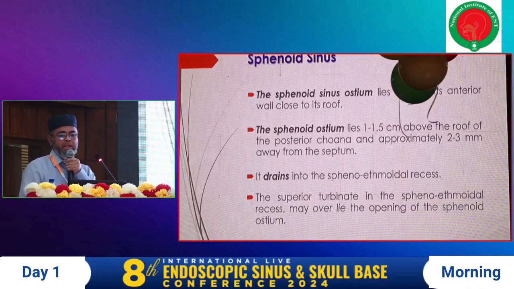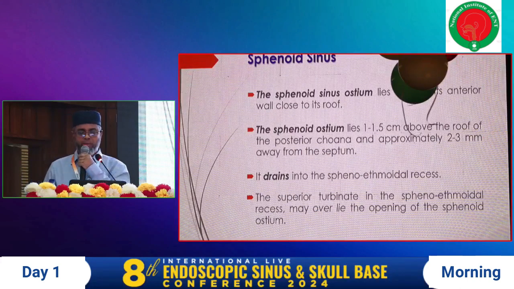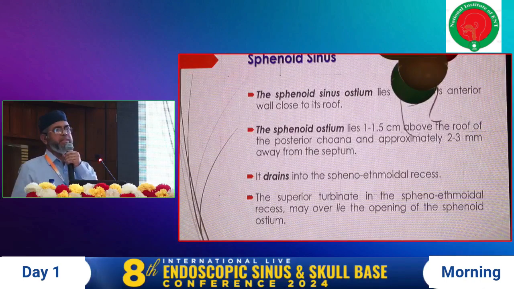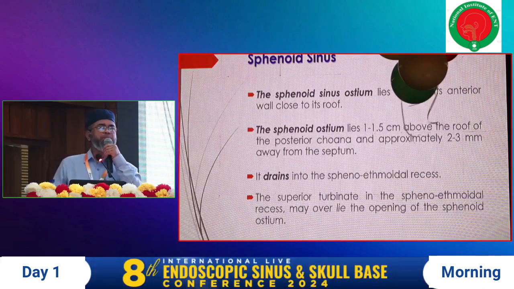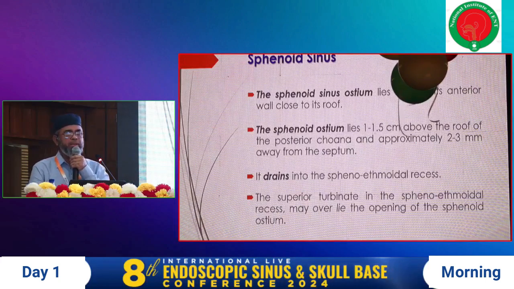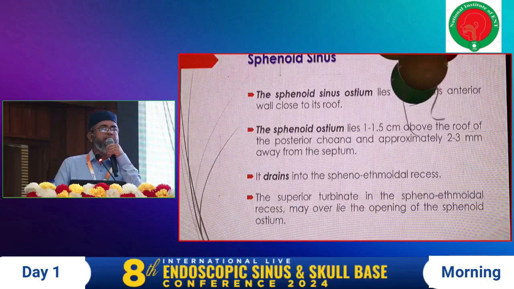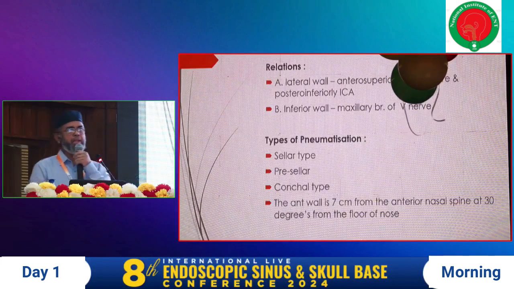Sphenoid sinus ostium is high and its anterior wall close to the roof. The sphenoid ostium lies 1 to 1.5 centimeter above the roof of the posterior corner. It drains into the sphenoethmoidal recess. The superior turbinate in the sphenoethmoidal recess may overlie the opening of the sphenoid ostium.